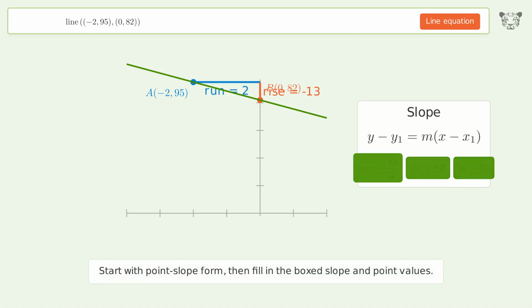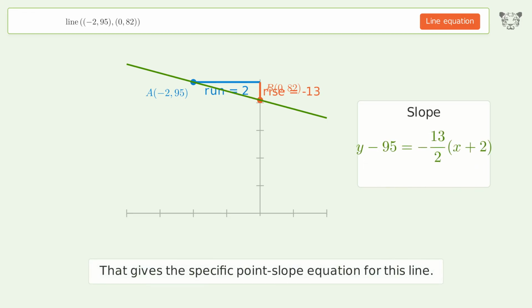Start with point slope form, y minus y1 equals m times x minus x1. Then fill in the boxed values. Slope is -13/2, x1 is -2, and y1 is 95. That gives the specific point slope equation for this line.